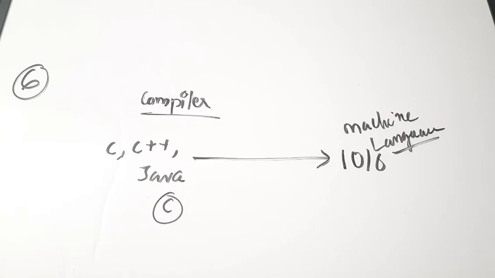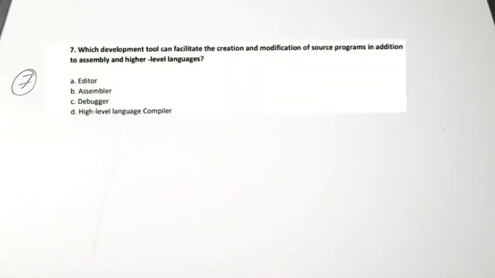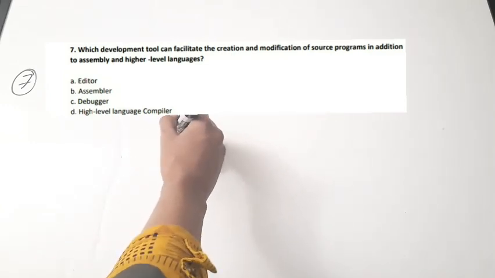Next question. Seventh question. Which development tool can facilitate the creation and modification of source programs in addition to assembly and higher level languages? So the question is asking, with the help of which tool we can create and modify the programs, that is assembly programs and also high-level programs. Options I'll read out. A. Editor. B. Assembler. C. Debugger. D. High level language compiler. Correct answer is editor.